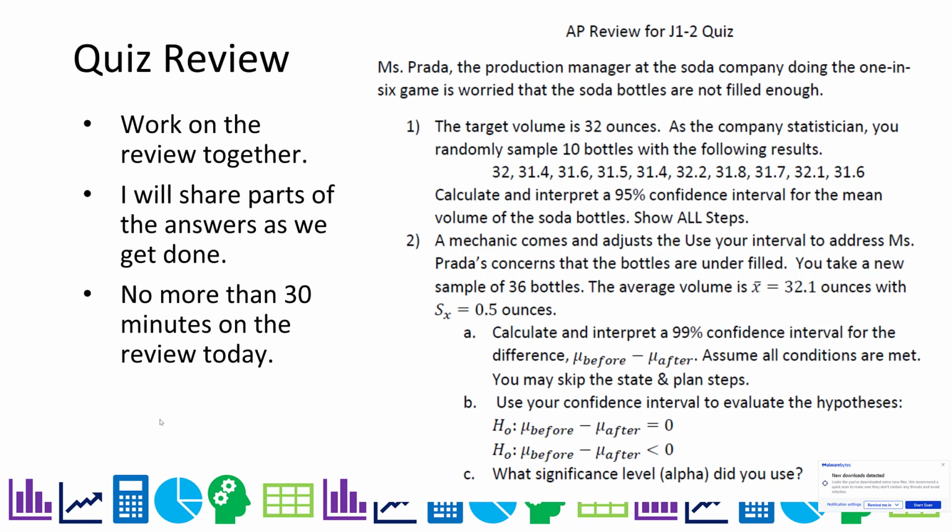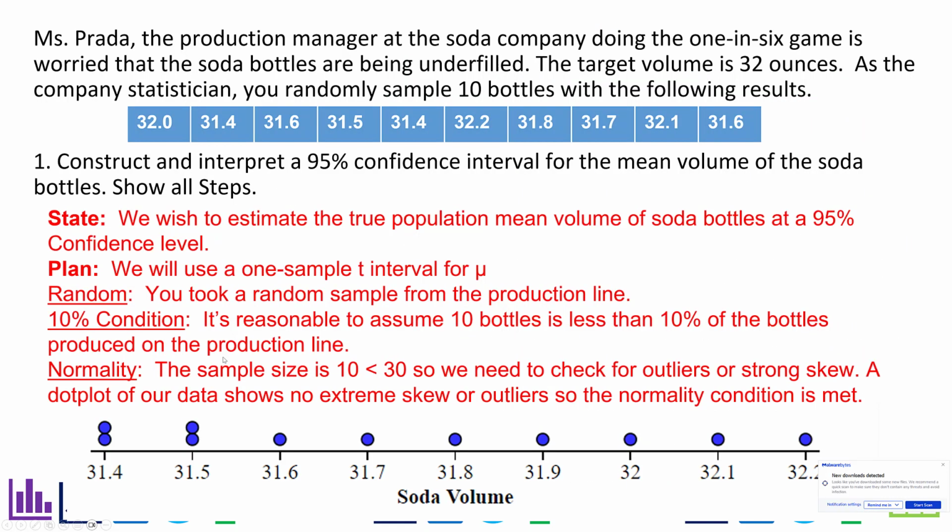And it should say construct and interpret a 95% confidence interval for the mean volume of the soda bottles. So let's start with that. So just on the left, you see the directions on how we do this. All right, so to construct, first we have the state, and that is, what are we looking for? We want to estimate the true population mean.